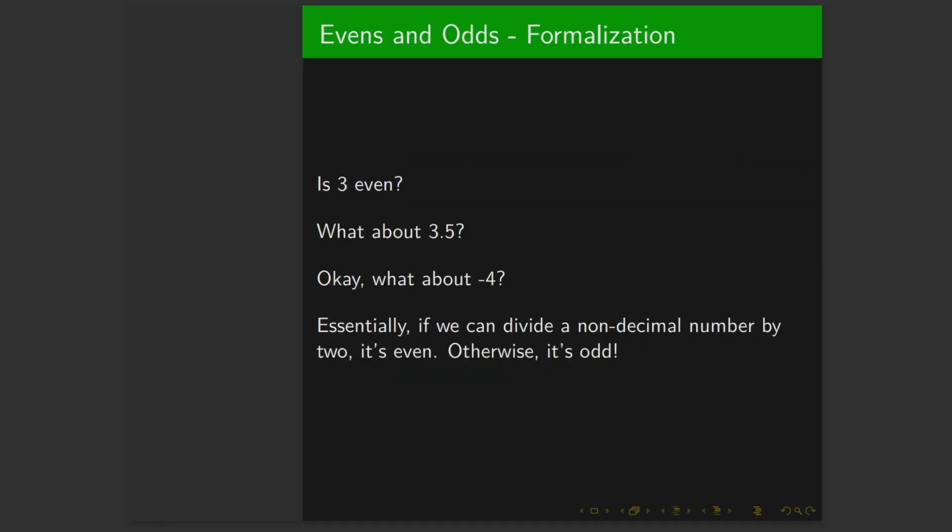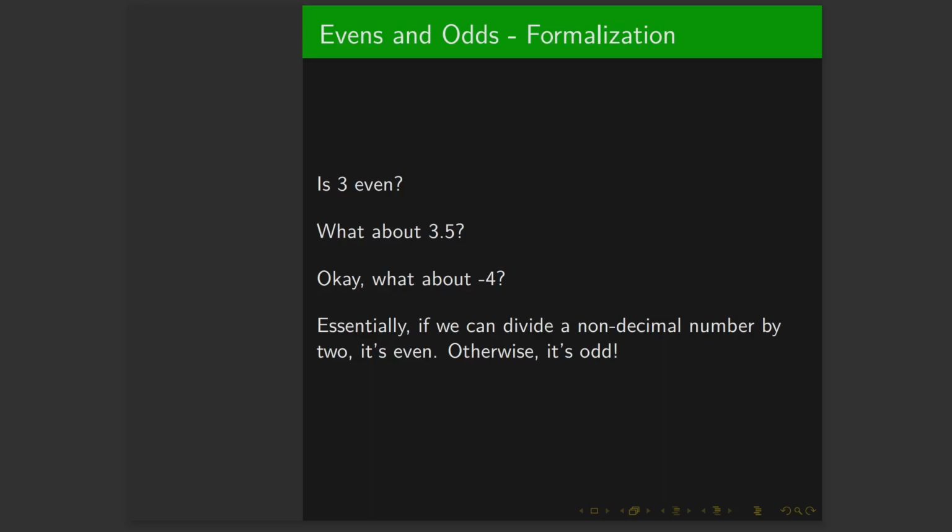Now we want to talk about even and odds, right? Of course, this should be something that we know, right? So is 3 even? Of course not, it's odd. But what about 3.5? Well, 3.5 is not even or odd, right? Anything with a decimal, we can't really talk about even or odd. It doesn't really make sense. And negative numbers are fine, so negative 4 is even. That's fine, negatives are allowed.